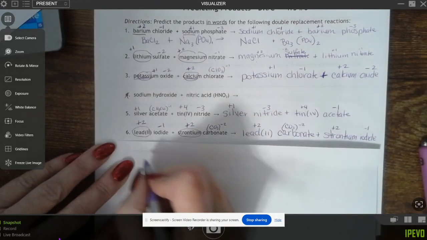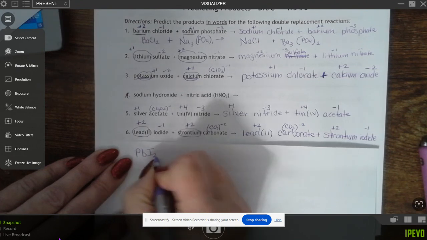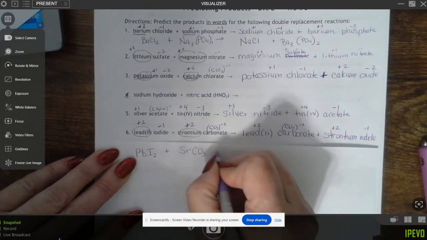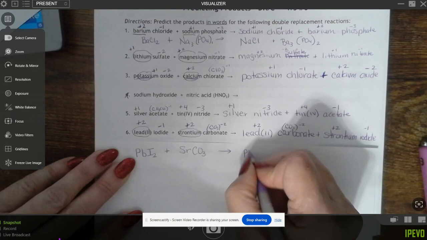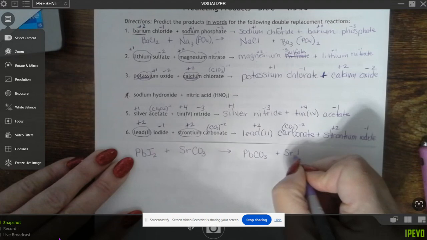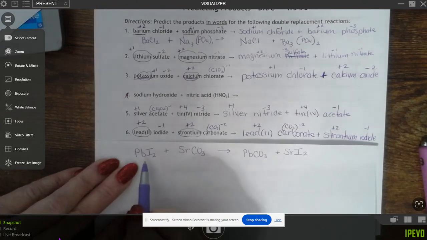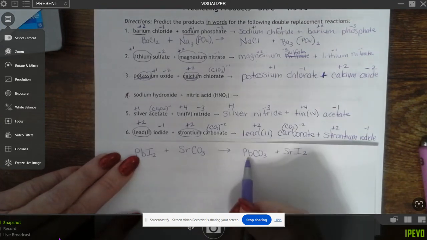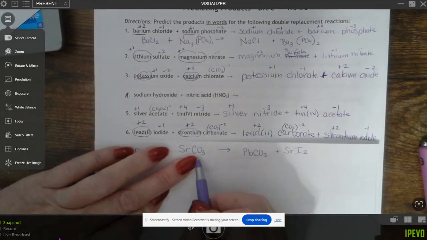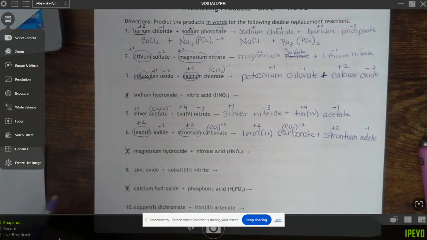So when I go to write this all out, I have PbI2 plus SrCO3 produces PbCO3 plus SrI2. Now this one is super sweet. Do you notice this is already balanced? One lead, one iodine, one strontium, one carbonate, one carbonate. Those are the kind I like. All right, we're going to skip number 7.